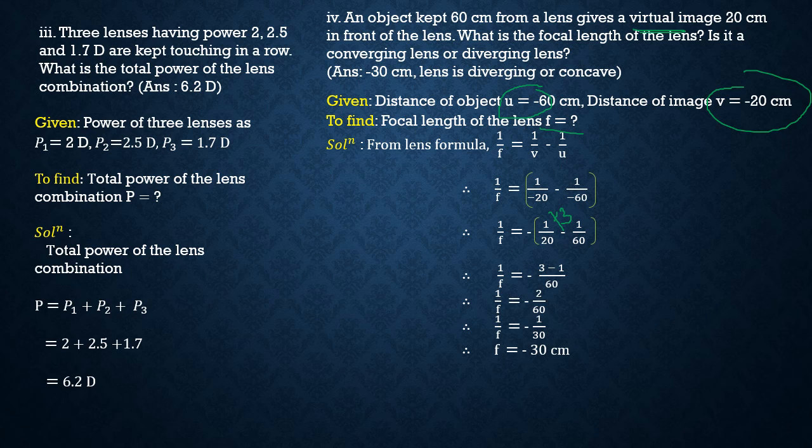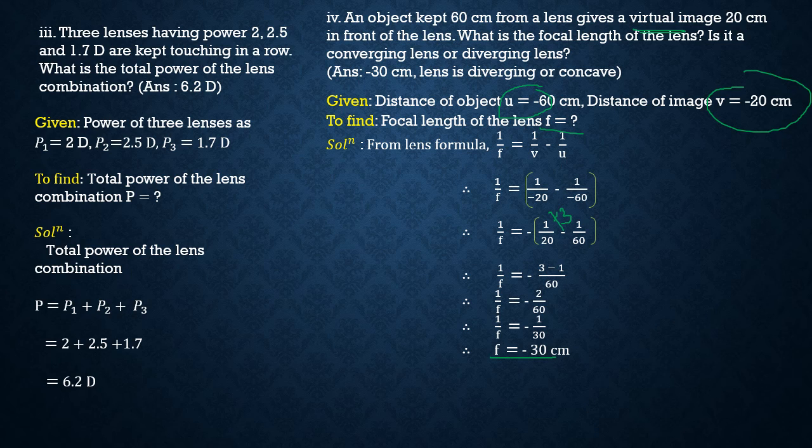Your question is to find the focal length. So what is the focal length? It is nothing but 30 centimeter, but it is a minus. What does that minus indicate? The focus is on the left side, which means the focal length is negative. As I told you, as we have studied in the chapter, which lens has a negative focal length? Correct. The concave lens has a negative focal length. So what type of lens is this? It is a concave lens.